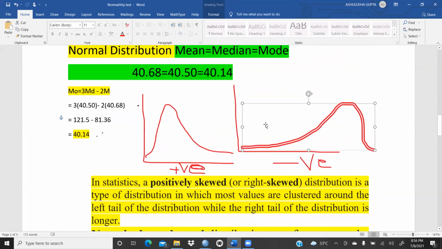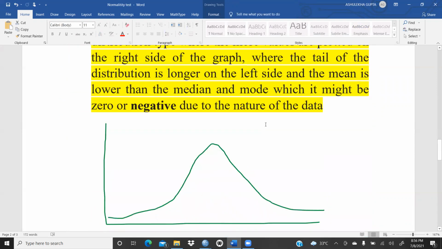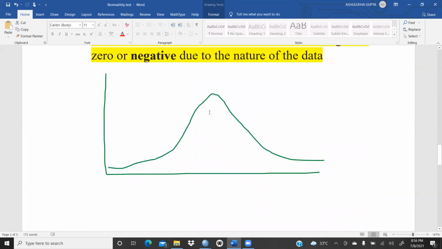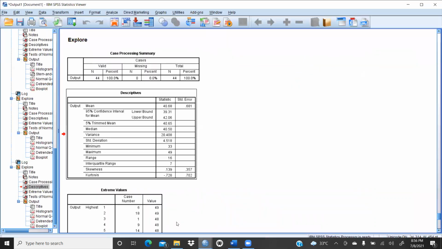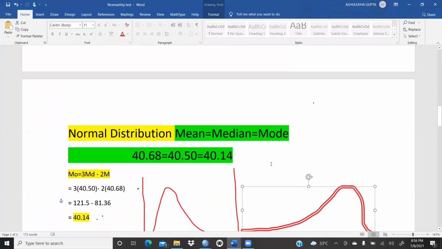So now we will check our data. This is normally distributed, right? This is the normal data, a bell-shaped curve. So we will see in our statistics output the skewness and kurtosis. That's the most important thing. First we have to calculate their Z score, right? How will we calculate our Z scores?